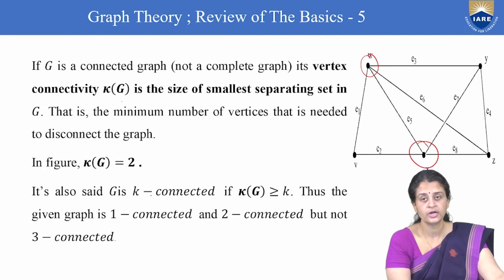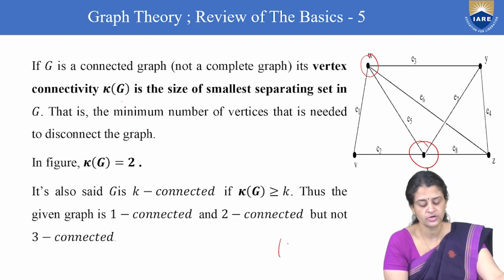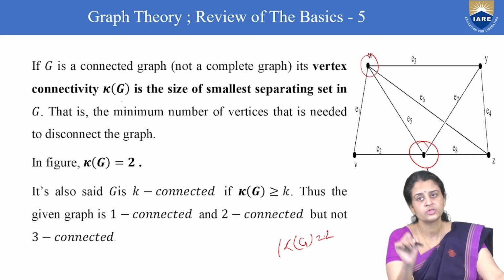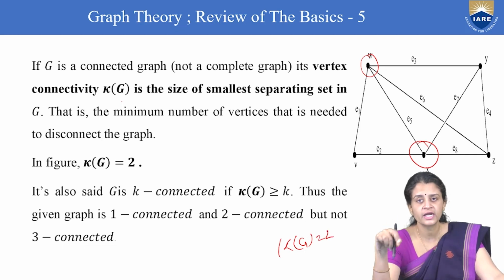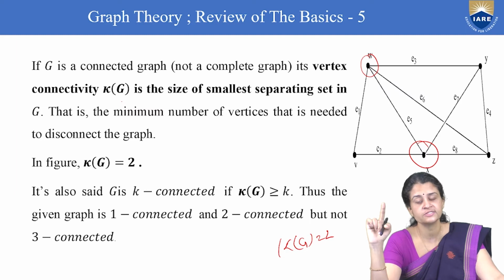And G is also called K connected if kappa G is greater than or equal to K. That is, here we have kappa G equal to 2. So, it is K connected, it is 1 connected. By the removal of one vertex, it can be 1 connected, and it is also 2 connected because the vertex connectivity of the graph is 2.